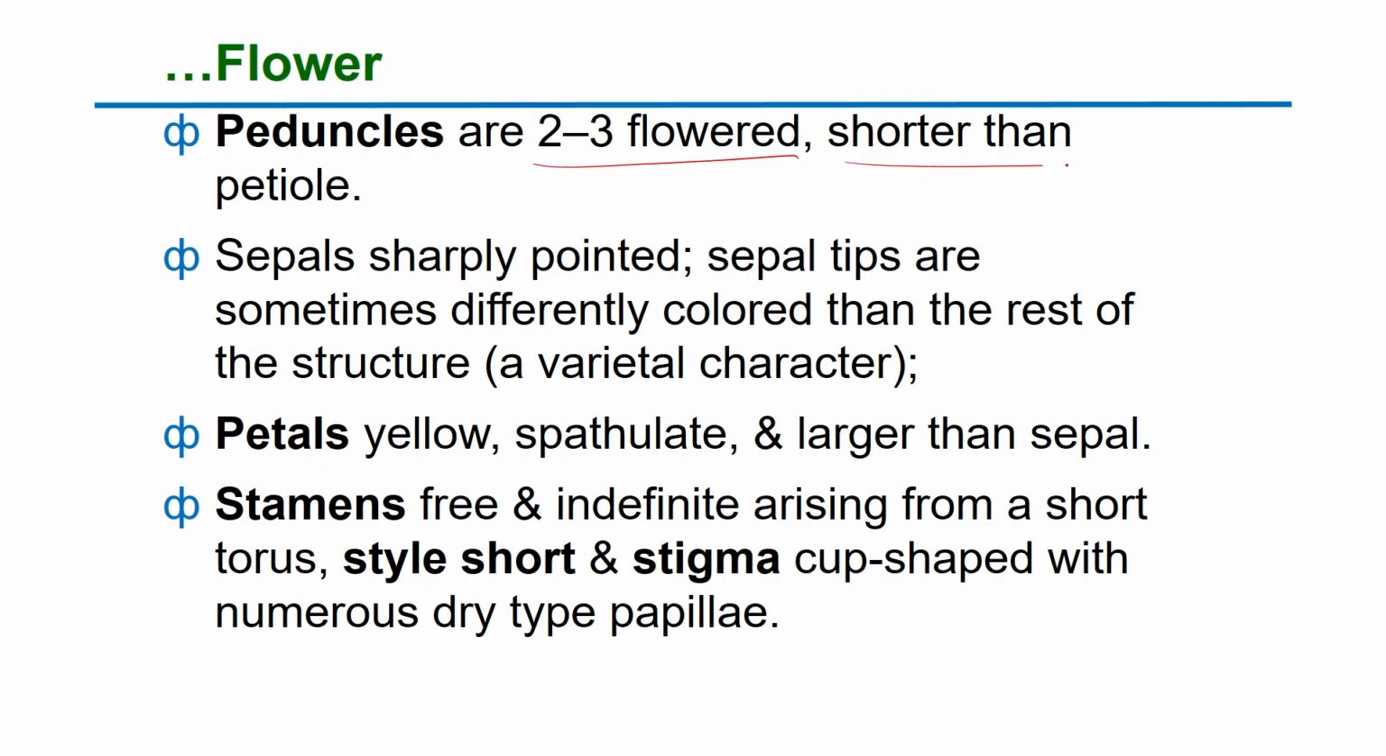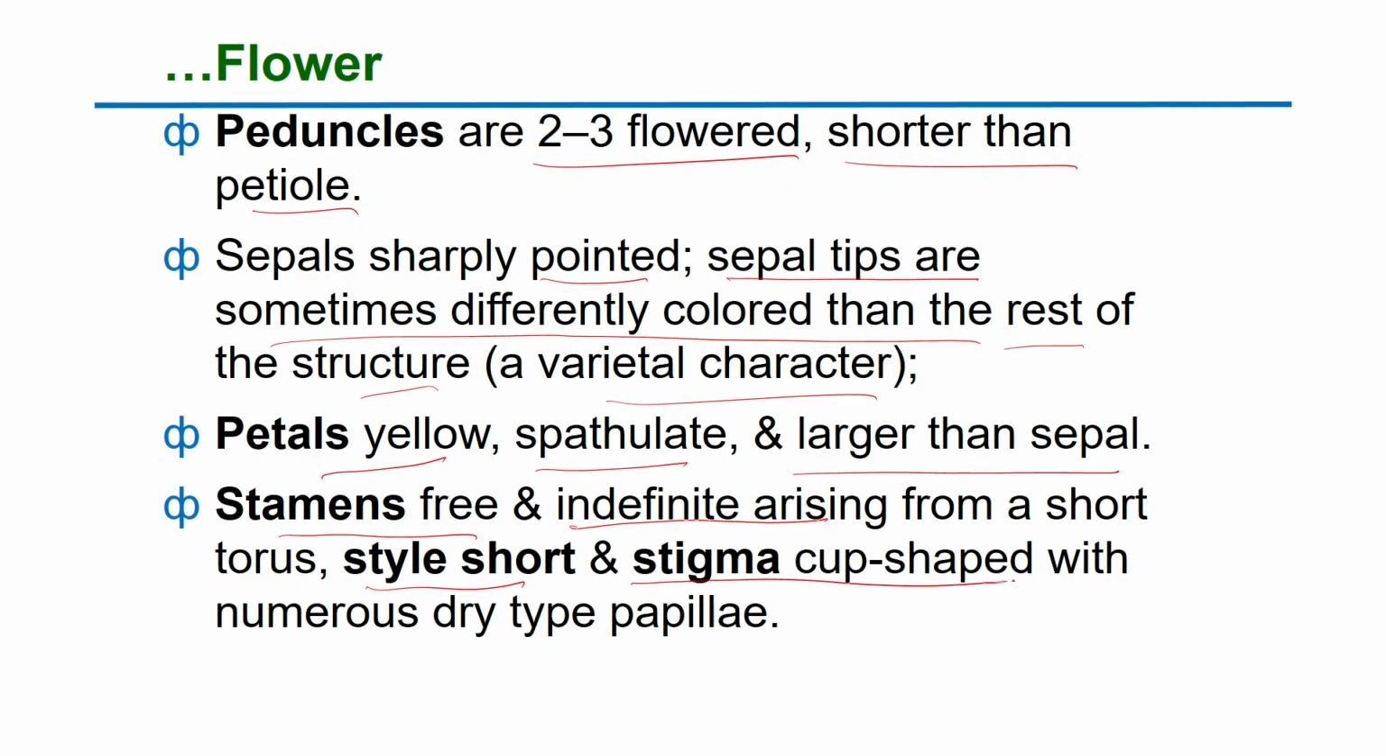Peduncles are 2 to 3 flowered, shorter than petiole. Sepals sharply pointed. Sepal tips are sometimes differently colored than the rest of the structure. It may be a unique character of the varieties. Petals normally yellow, spatulate and larger than sepal. Stamens are free and indefinite, arising from a short torus. Style is short and stigma cup-shaped with numerous dry type papillae.